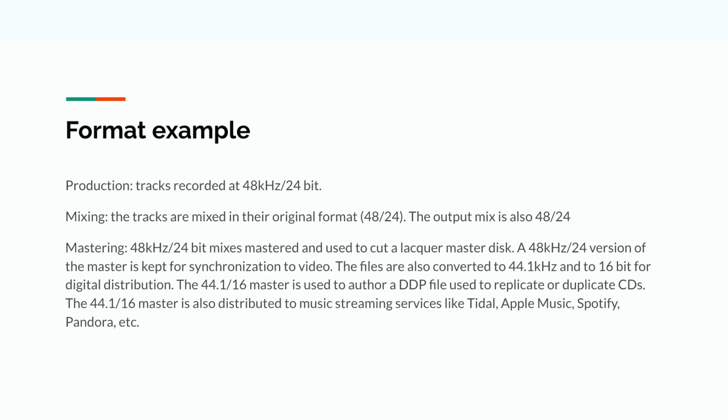It would be fairly common that during production we might record everything at 48 kilohertz at 24-bit. During mixing, the tracks are mixed in their original format, which again is 48 kilohertz 24-bit, so the output of the final mix is 48/24. That 48/24-bit file is then used for mastering. And that 48/24, the highest quality that we would have of this product, could be used to cut the lacquer master if the artist or the record label wants to press vinyl.